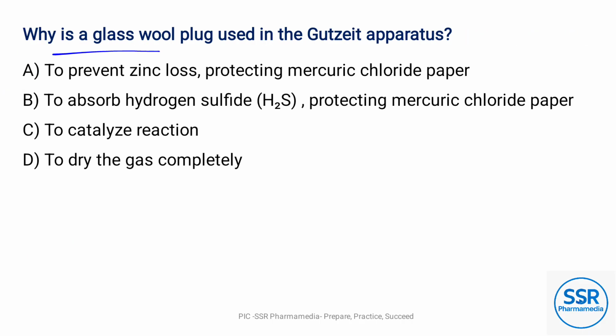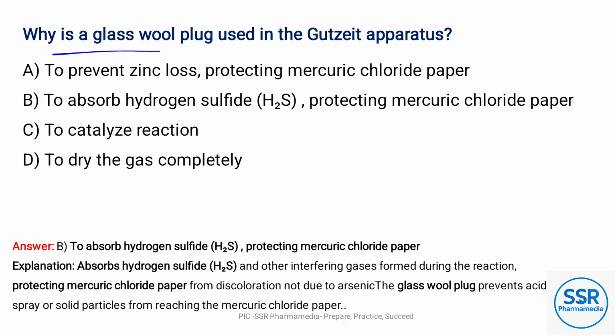Why is the glass wool plug used in the Gutzeit apparatus? The answer is option B, to absorb hydrogen sulfide and protect the mercuric chloride paper. Otherwise, these gases may damage the mercuric chloride paper.